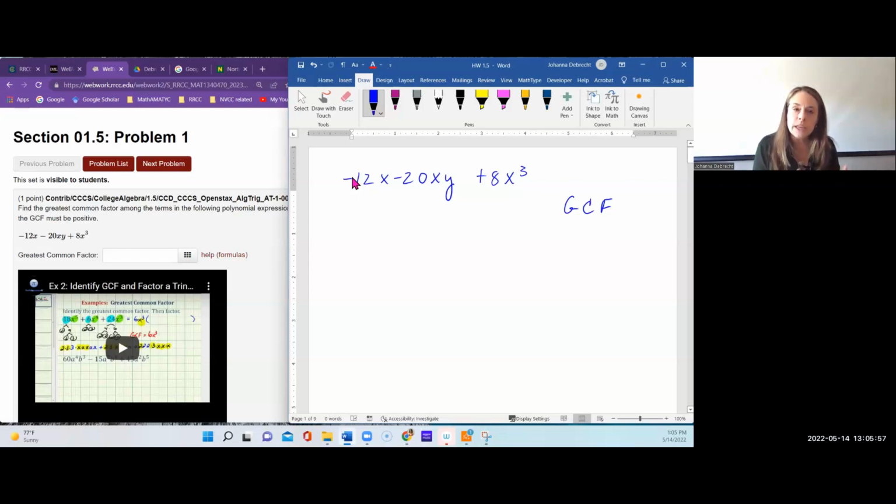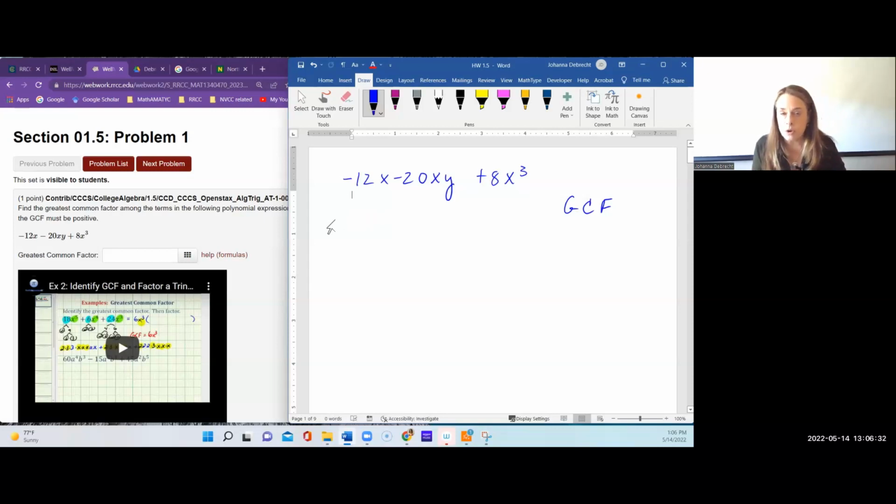Now, when we're looking at common, we're looking at terms. What separates terms? Terms are separated by plus signs, minus signs, and equal signs. Since this is an expression, we don't have an equals, but we have a plus sign here separating the term 8x cubed. We have a minus sign here separating the term negative 20xy. Notice the negative goes with it. And we have a negative here separating the term negative 12x. So those are our three terms, and we want to see what's common.